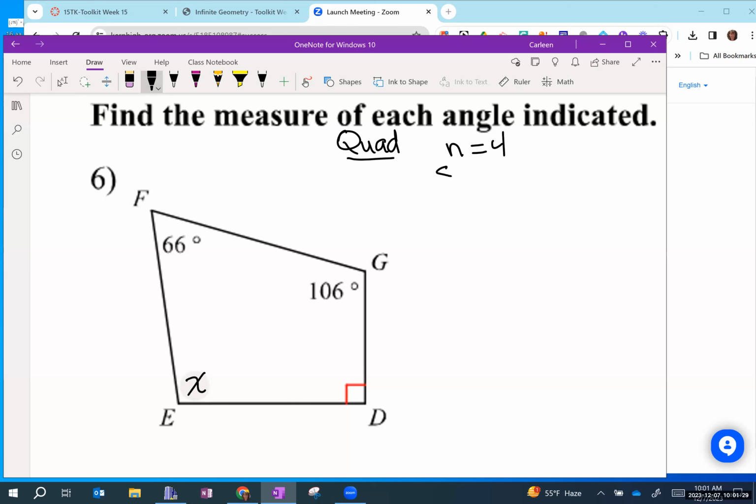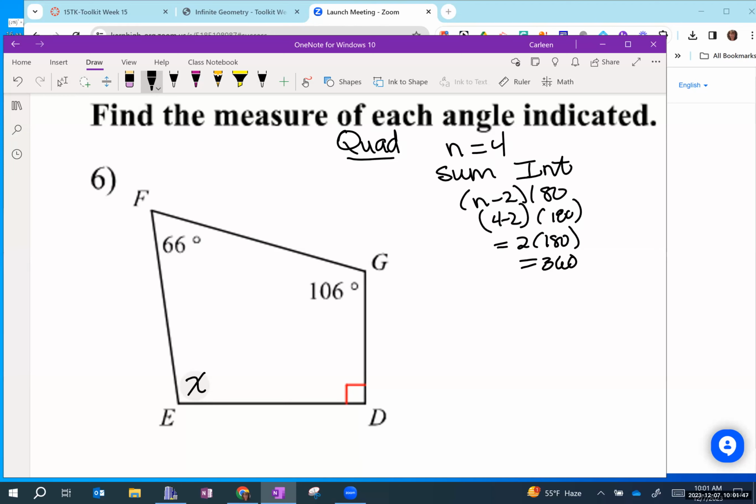So let's find the sum of the interior angles. We're going to go n minus 2 times 180, which is 4 minus 2 times 180, which is 2 times 180, which is 360. So an irregular quadrilateral is 360, just like the rectangle was, because n equals 4. Anytime you get n equals 4.